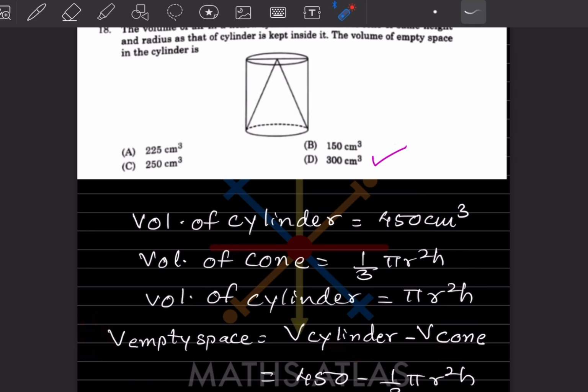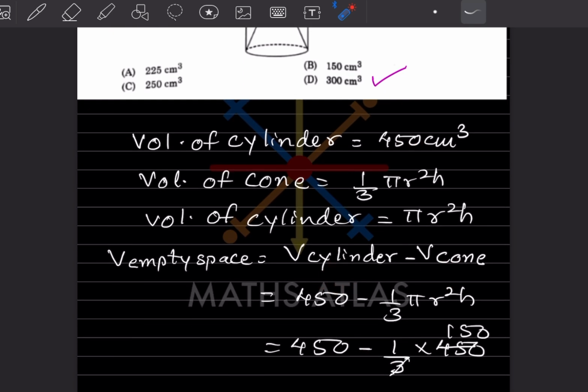So the volume of cylinder is given as 450. And for the volume of cone, we can write this formula because we don't know what it is. So now 450, this will be 1 by 3, and pi r square h is the volume of cylinder.